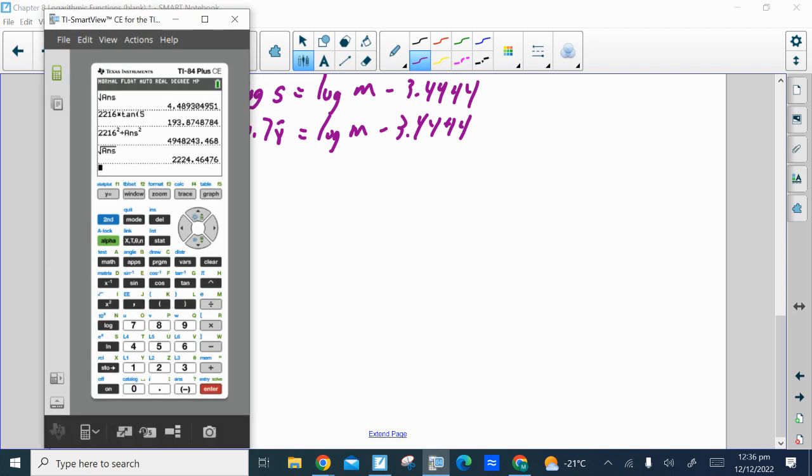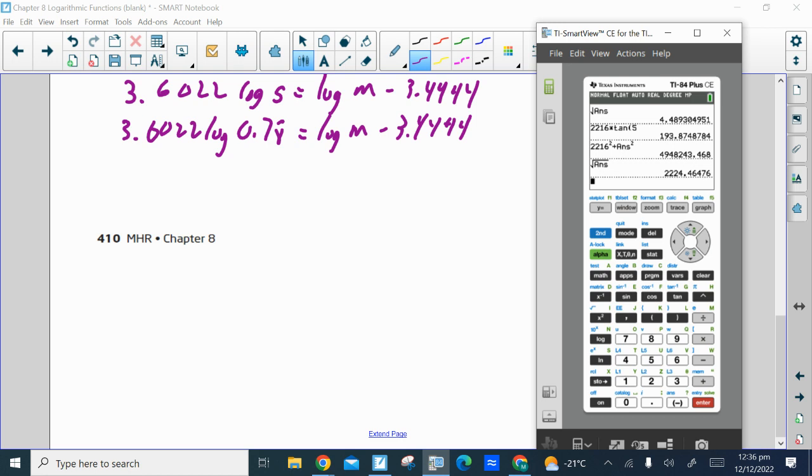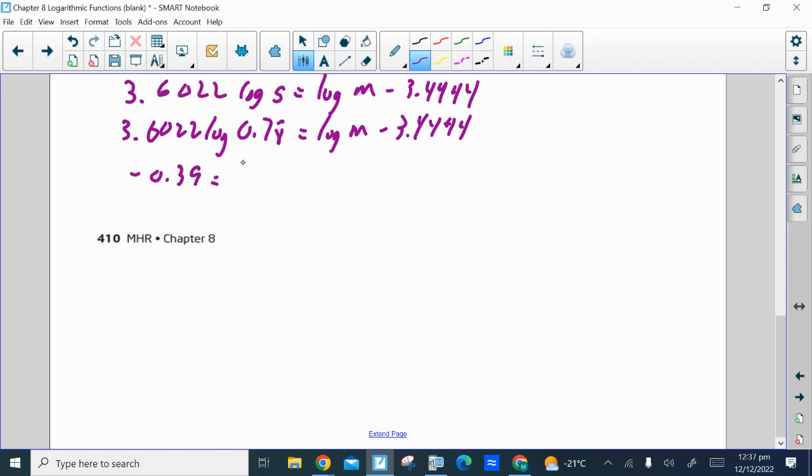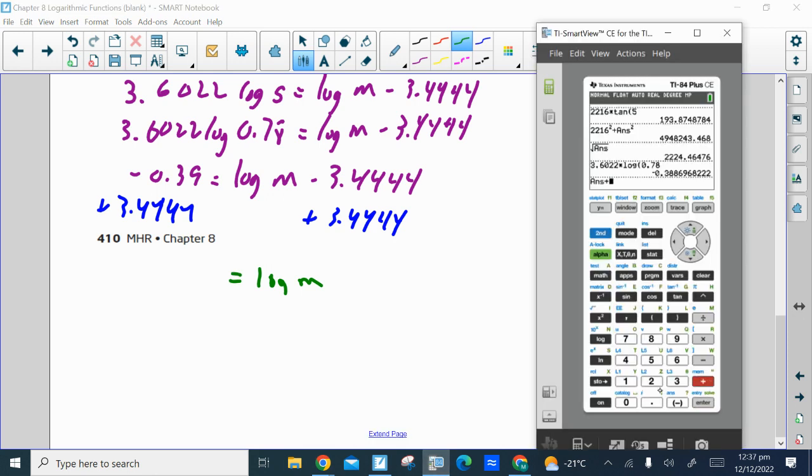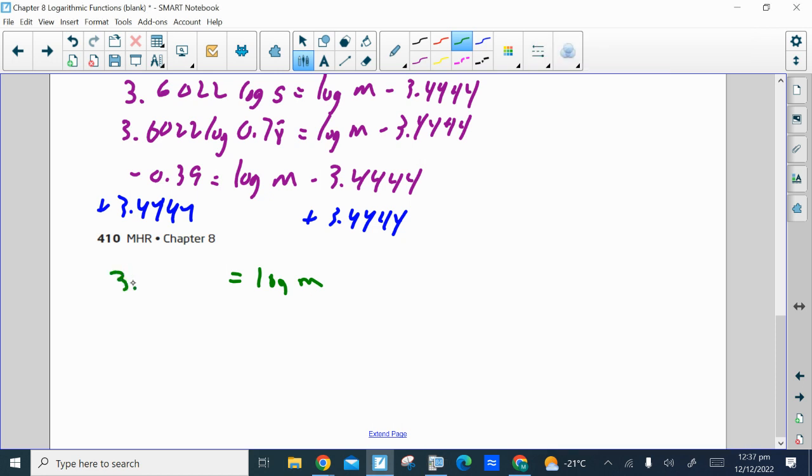So these logs are common logs, and we can figure out what the left side of the equation works out to by going 3.6022 times the log of 0.78. So that's negative 0.39 if we round it to write it down, equaling log m take away 3.4444, which we will add that value to both sides. And that'll give us log of m by itself. That's 3.06 if we round it to write it down.